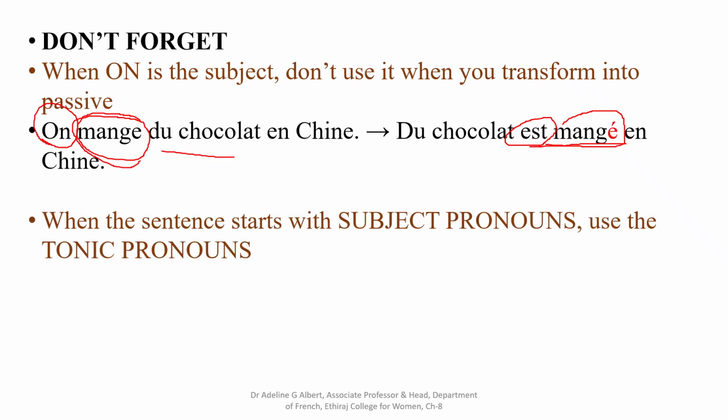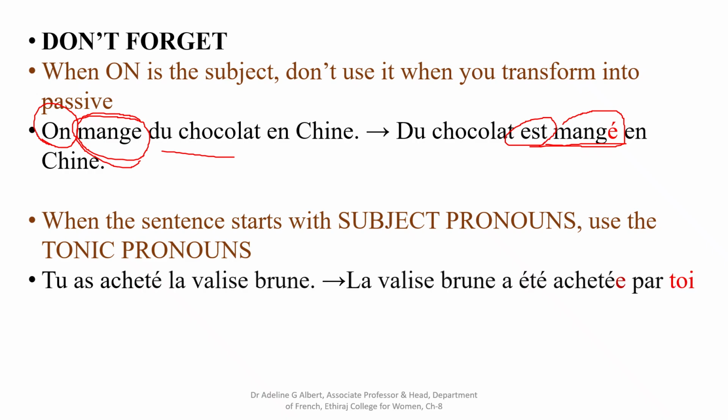When the sentence starts with subject pronouns, use the tonic pronouns. So if you remember your tonic pronouns, je is moi, tu is toi, elle doesn't change, il becomes lui, nous, vous don't change, ils plural becomes EUX, elles plural doesn't change. So keep that in mind.